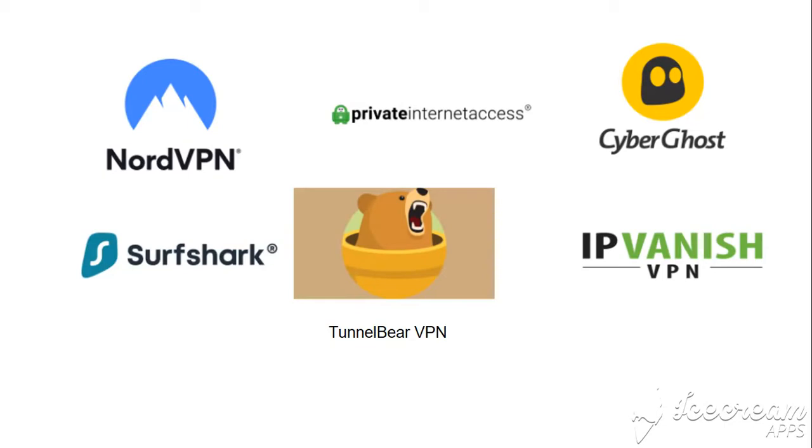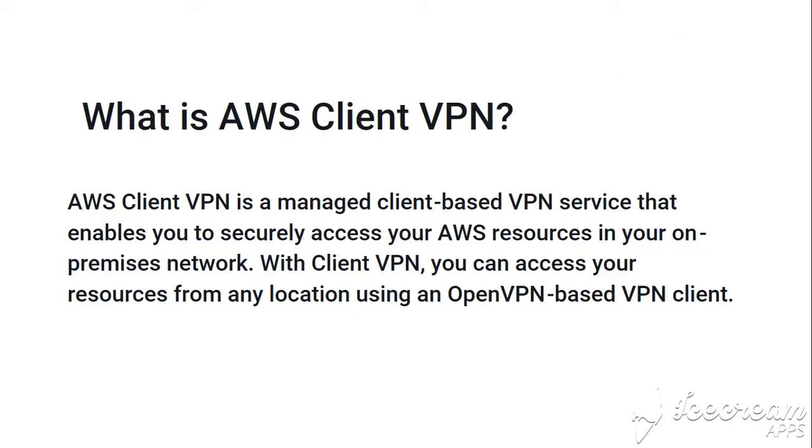It's for maximalists. And there's another called Tunnel Bear VPN and IP Vanish VPN as well. Those are some good VPN softwares that you can use if you're trying newly. And let's now move on to the AWS Client VPN.